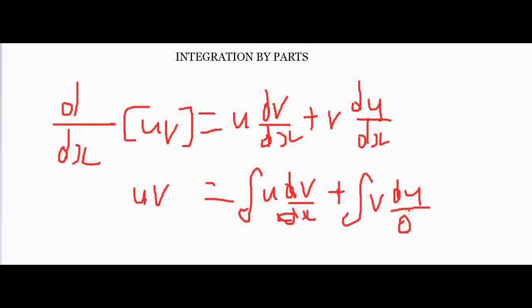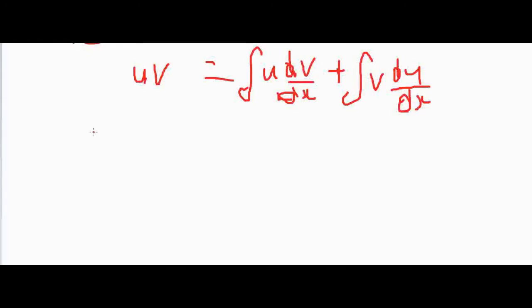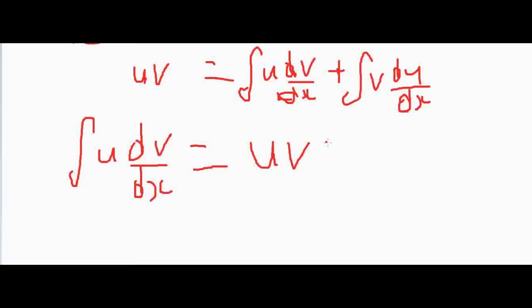So we are going to transpose and we're going to get the integral of u dv/dx dx equivalent to uv minus the integral of v du/dx dx. So in integration by parts, this is the formula that we'll be using. This is the formula we're using for integration by parts.